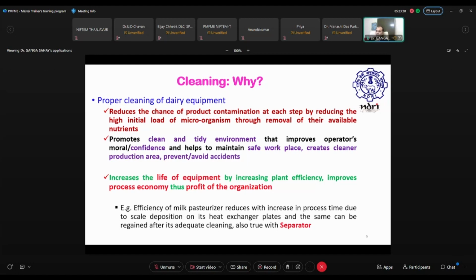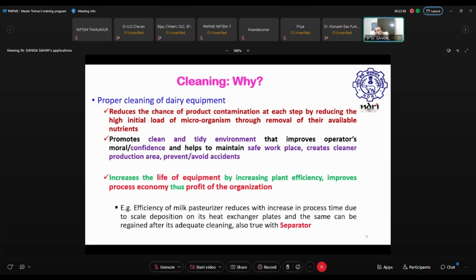Otherwise, what will happen? We can further increase the temperature, but we need to put in more energy. We have to set the hot water at a higher temperature, and only then will we get the desired delta T. So this will result in higher processing cost.